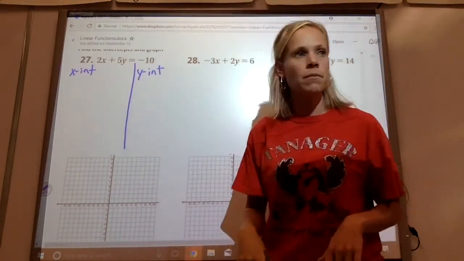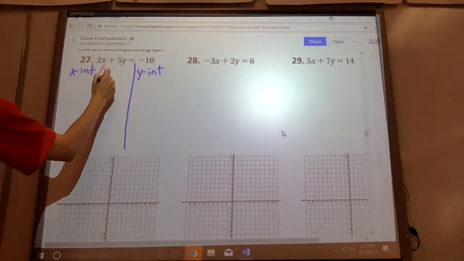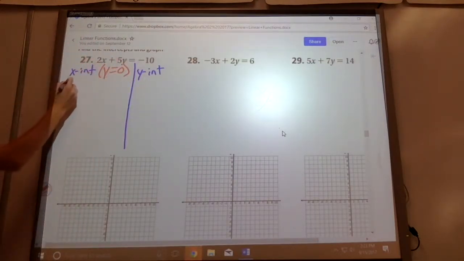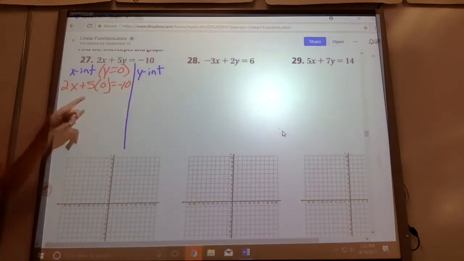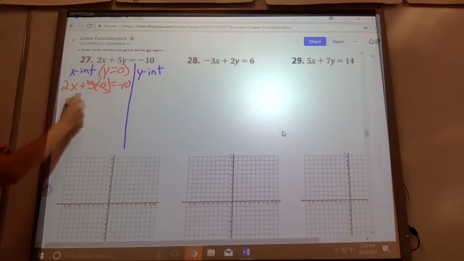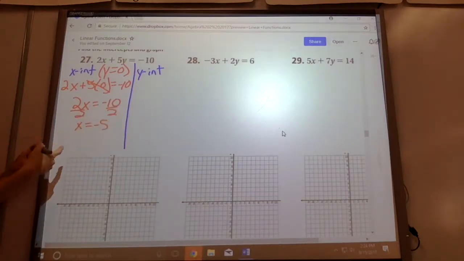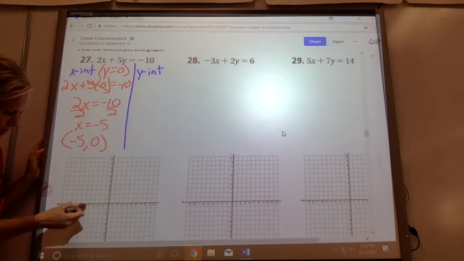Okay. So again, x-intercept is when what? Y is 0. So guess what I'm going to do? I'm going to sub 0 in for y and solve it. So that would give me 2x plus 5 times 0 equals negative 10. Well, anything times 0 is 0, so that term's just going to go away. So that leaves me with 2x equals negative 10. Divide by 2, x equals negative 5. That's my x-intercept point, negative 5, 0. And I can graph that. I can, on my x-axis, go 1, 2, 3, 4, 5, and put a point.